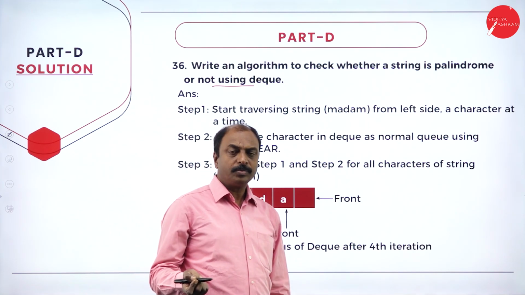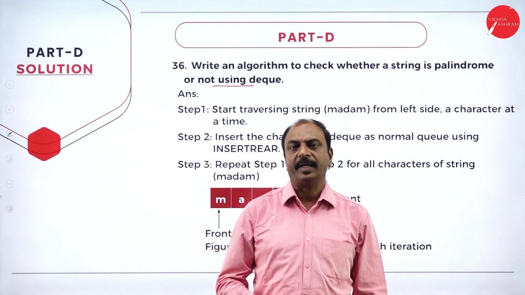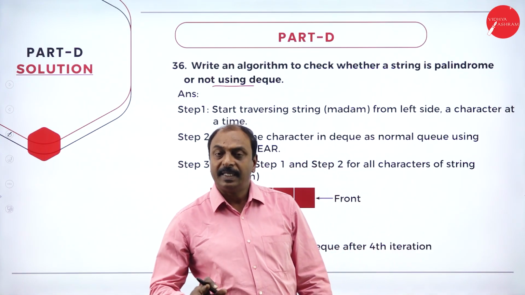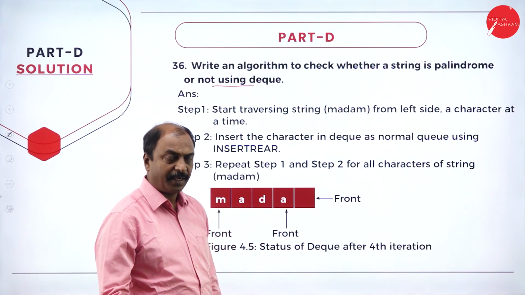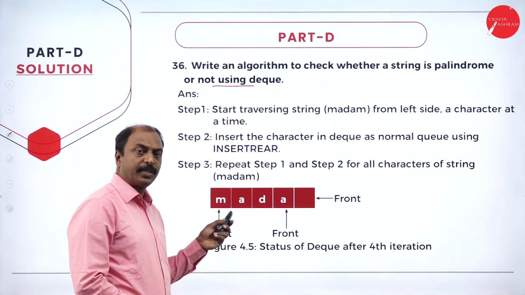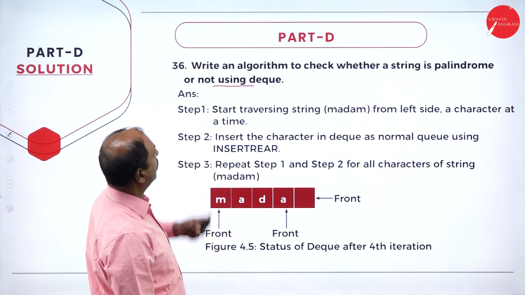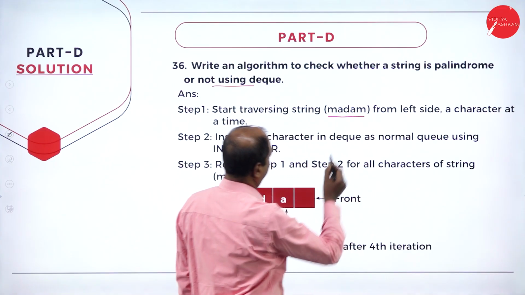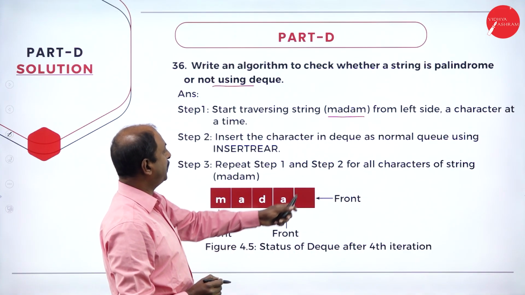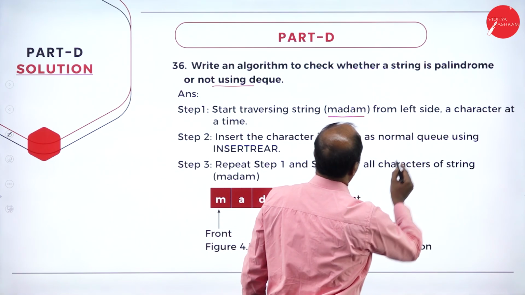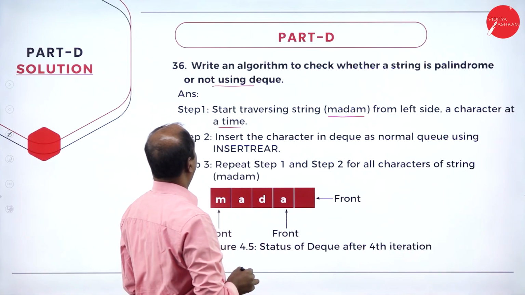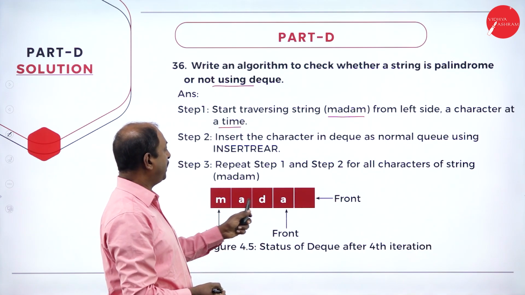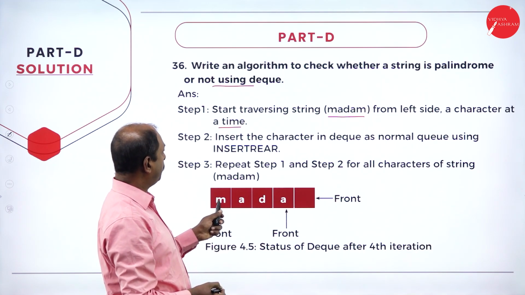In a double-ended Q, it is possible to insert an element at both ends, either insert front or delete front or insert rear or delete rear. So with the help of this, we can do this example. What is the algorithm for this? First, start traversing a string, for example the given string is madam. From the left side, we have to read one character at a time. MADAM, we have to start reading from the first.